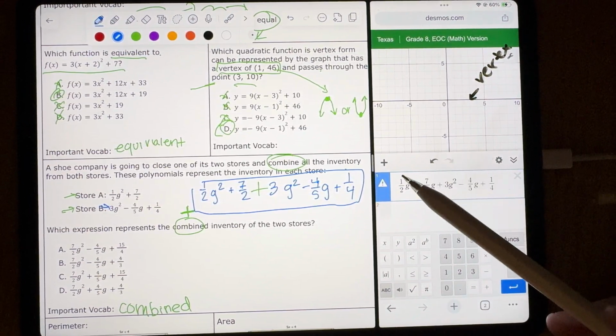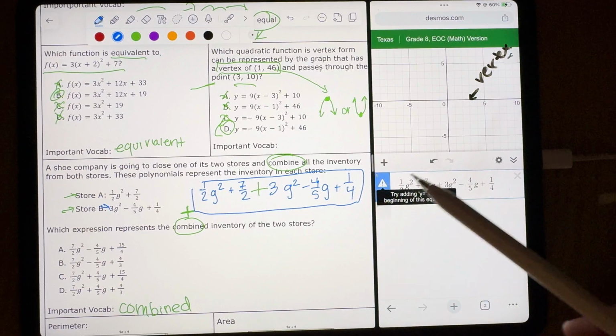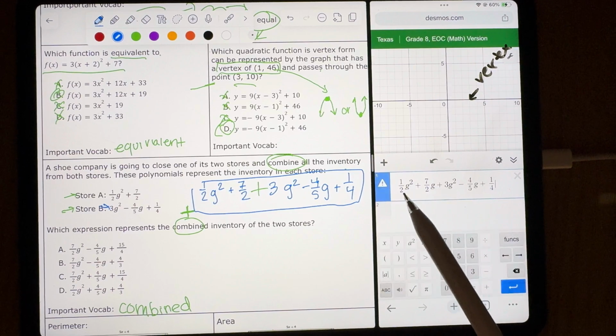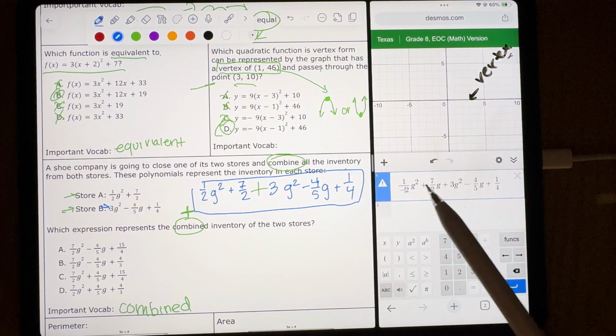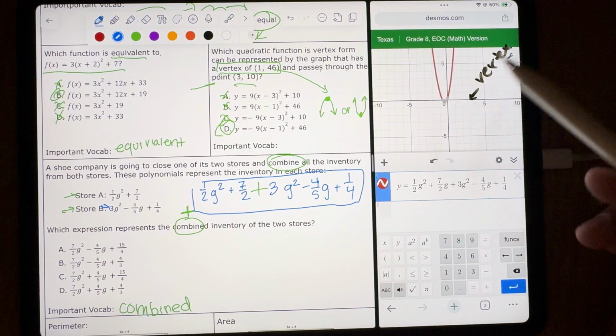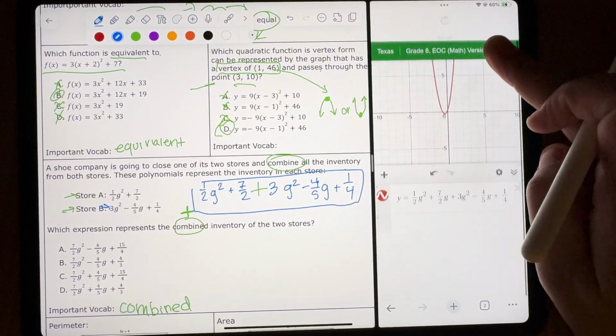Now, right here, I see an error. This is telling me, hey, something's wrong. And if we read it, it says try adding y equals to the beginning. So I'm going to try it. There's no harm in trying. We have, that's not what I want to do, y equals, and there we go. This is what I want, okay?